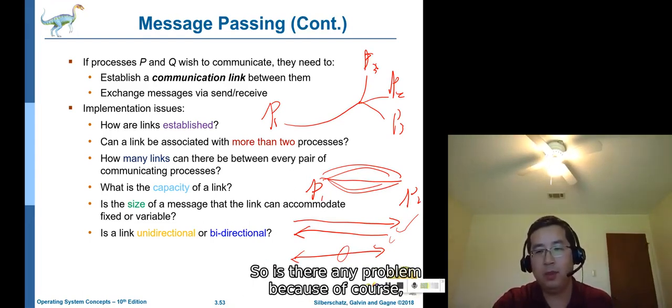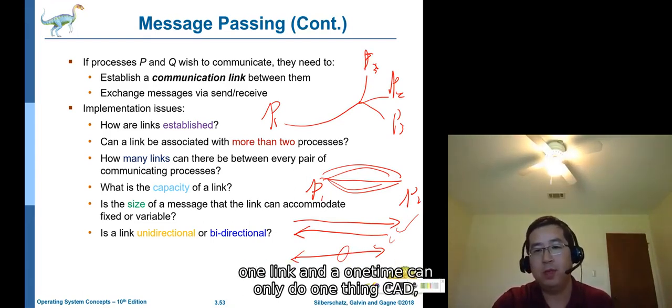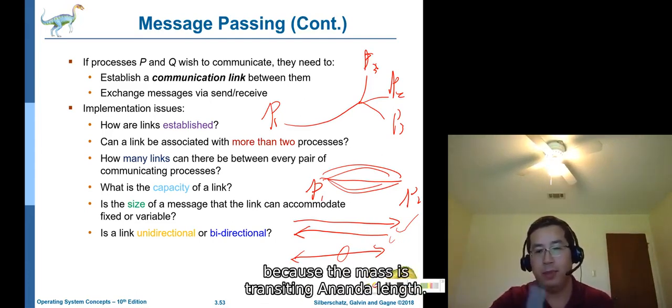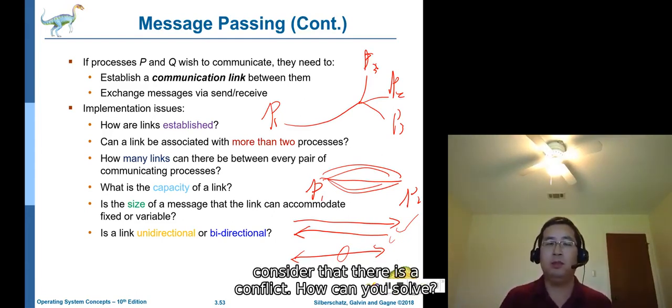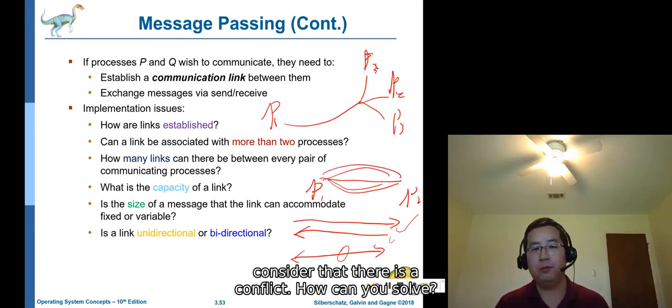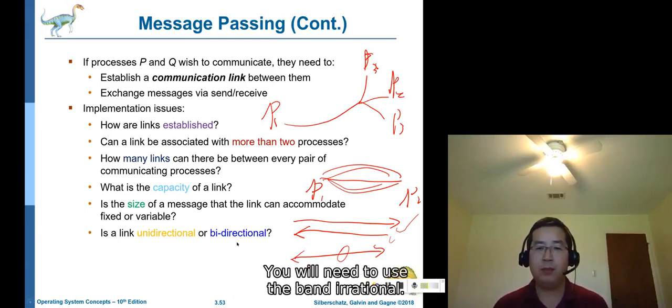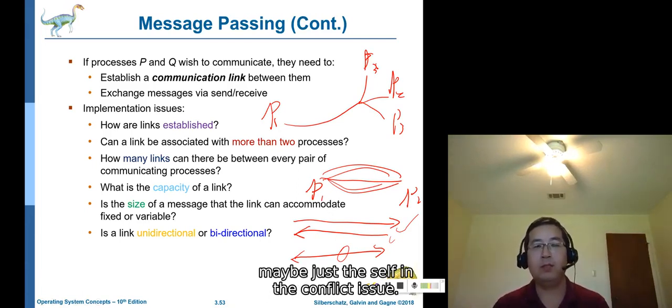So is there any problem? Because of course one link at one time can only do one thing, correct? Because the message is transitioning along the links. So this one you also need to consider. Okay, if there's conflict, how can you solve? Usually we use bidirectional, okay, but you still need to consider maybe just solving the conflicts issue.